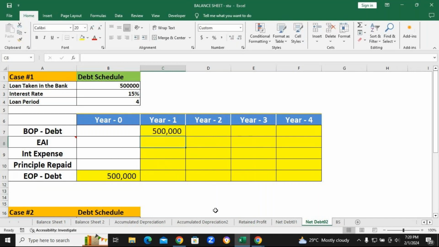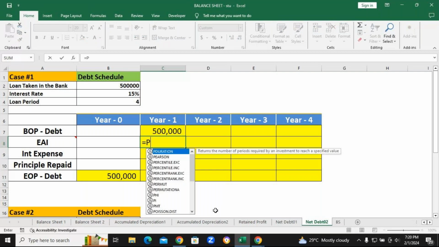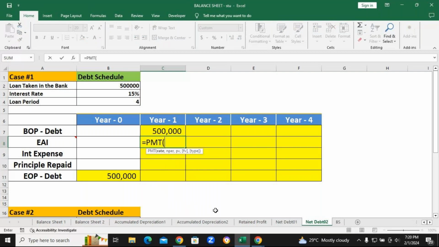EAI. We have done this one, debt amortization, previously. Here I am going to calculate the EAI. That is PMT. I have to apply the function equals PMT, open the bracket. What is the rate of interest they are telling? 15%. I wanted you people to listen carefully, then I will give you the time to solve it. Number of periods is 4 years, comma, present value. What is the loan that I am taking? It is 50 lakh rupees.